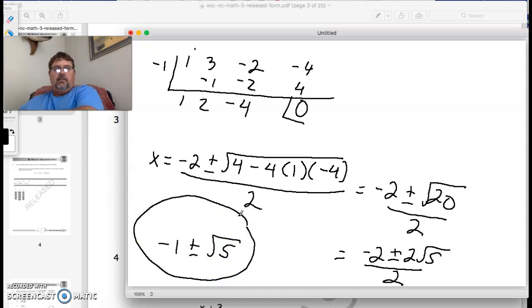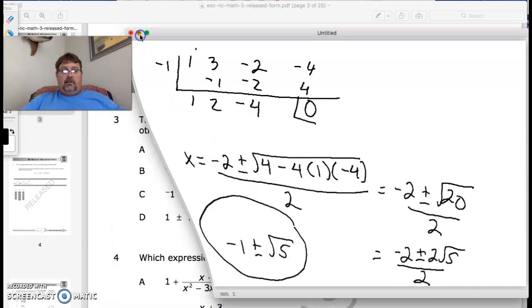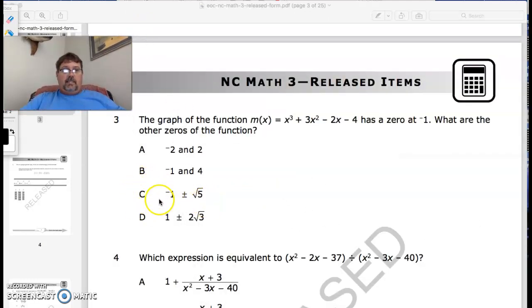And that's how that could be done. That was doing it completely by hand. And that would be option C.